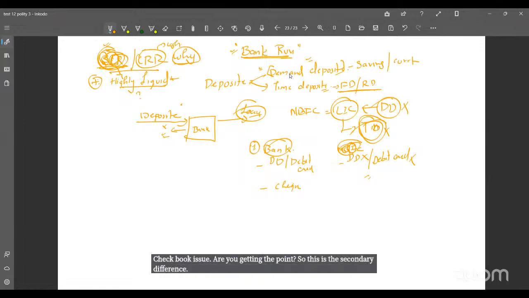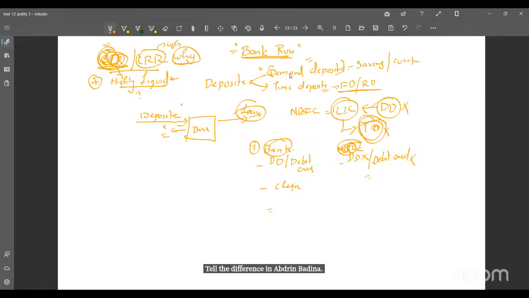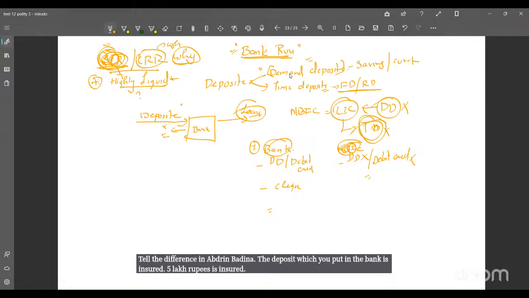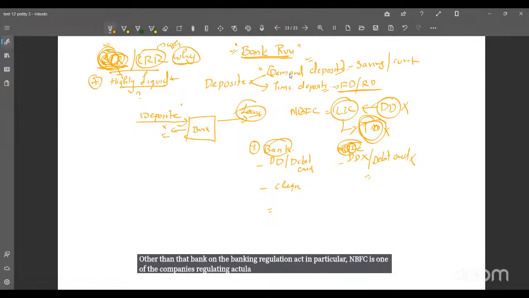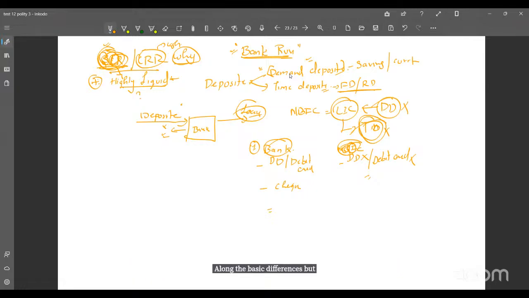Third difference என்ன அப்படின்னு பாத்தீங்கன்னா, the deposit which you put in the bank is insured. 5 lakh rupees is insured. பேங்க் திவால் ஆச்சுன்னா மினிமம் உங்களுக்கு 5 lakhs ரிட்டர்ன்ஸ்ல கிடைக்கும். பட் என்பிஎஃப்சில அந்த மாதிரி இன்சூரன்ஸ் பிளான்ஸ் கிடையாது. அதர் தேன் தட் பேங்க் பேங்கிங் ரெகுலேஷன் ஆக்ட் கீழே ரெஜிஸ்டர் ஆயிருக்கும். என்பிஎஃப்சிஸ் கம்பெனிஸ் ஆக்ட் கீழே ரெஜிஸ்டர் ஆயிருக்கும். ஸோ அதெல்லாம் பேசிக் டிஃபரன்சஸ். பட் ஆபரேஷன்ல இருக்கக்கூடிய டிஃபரன்சஸ் இது 3 தான்.